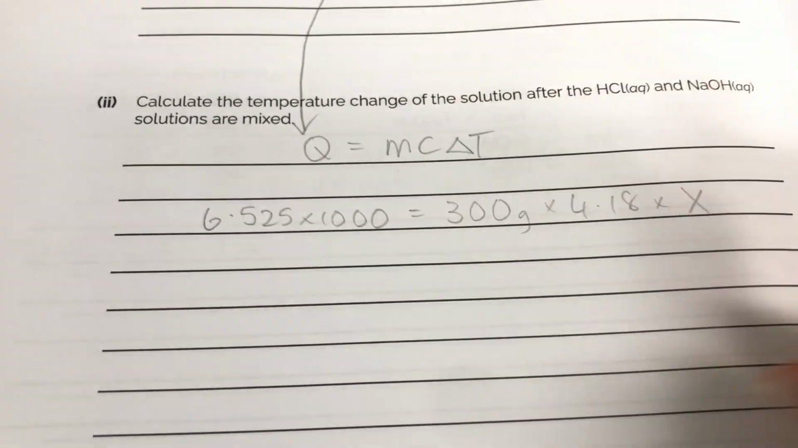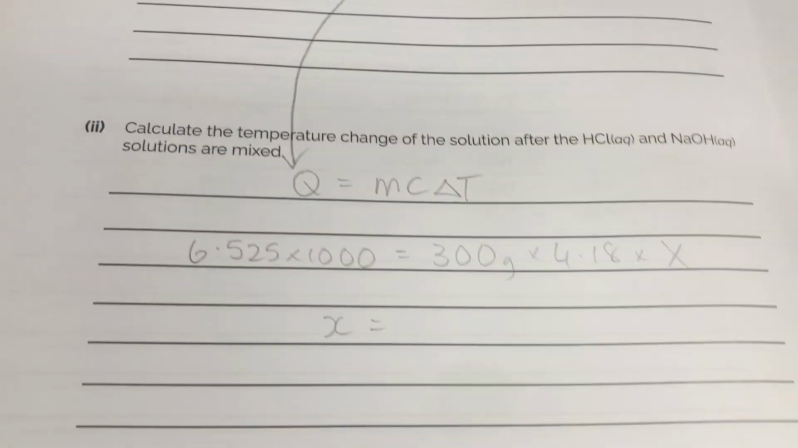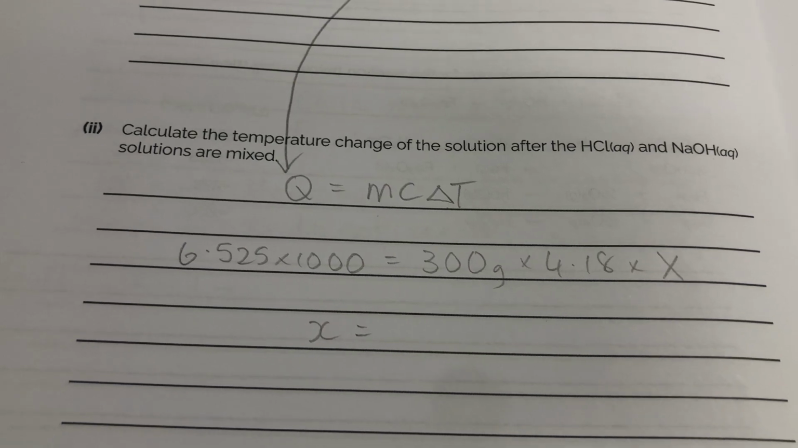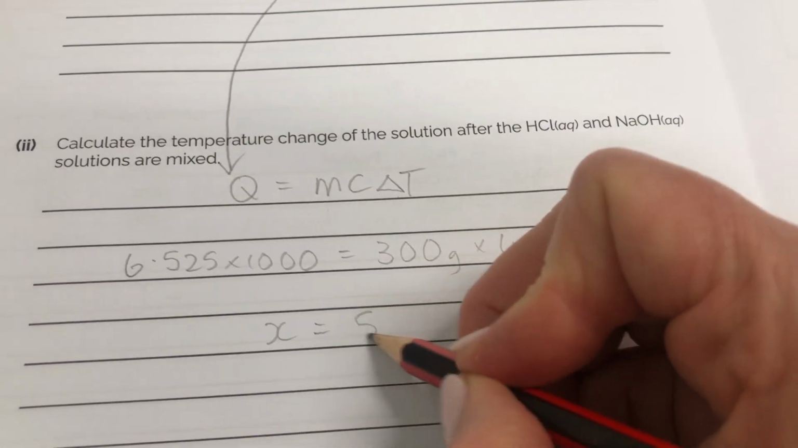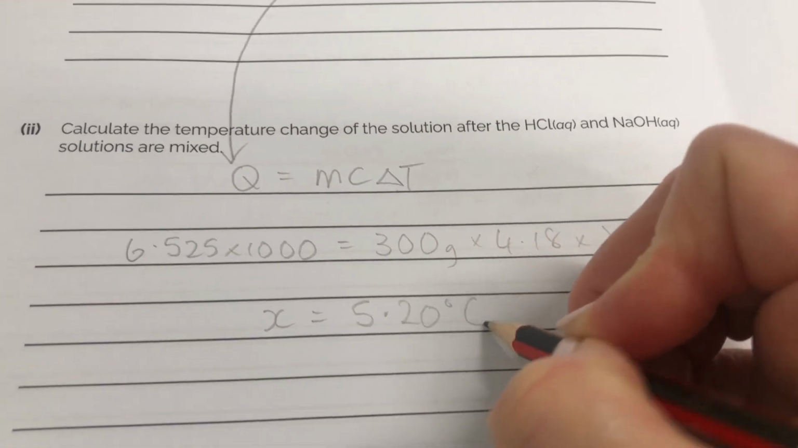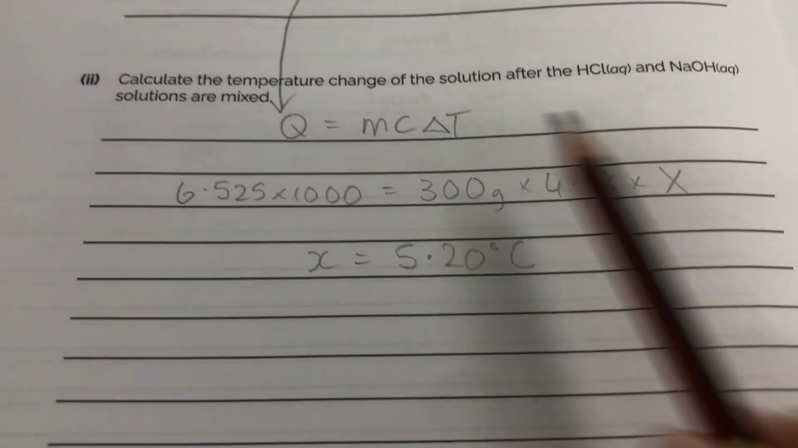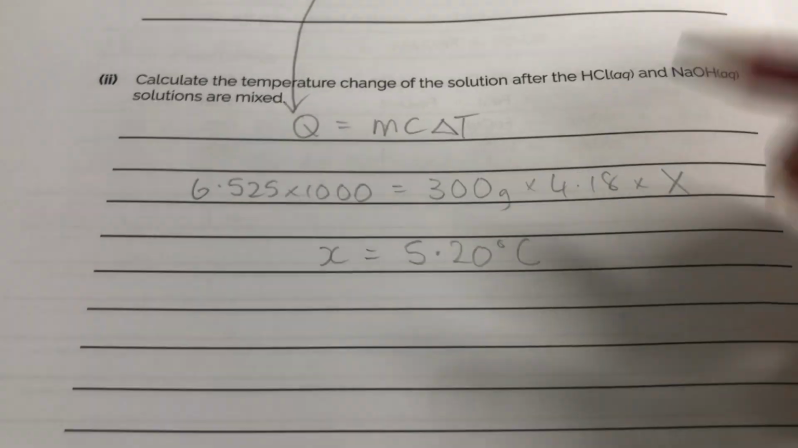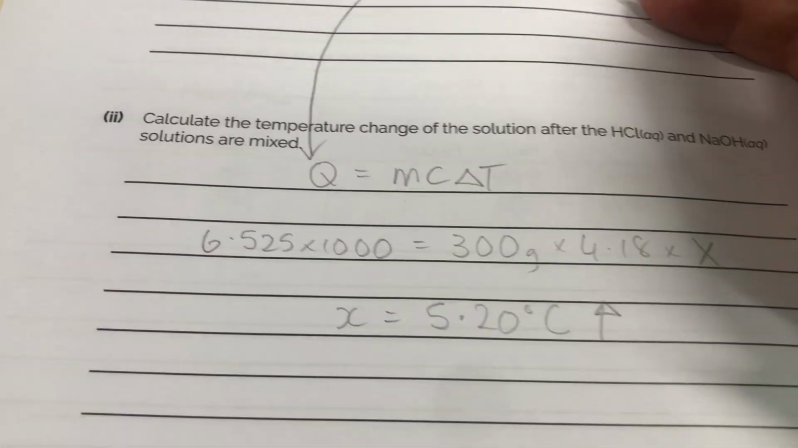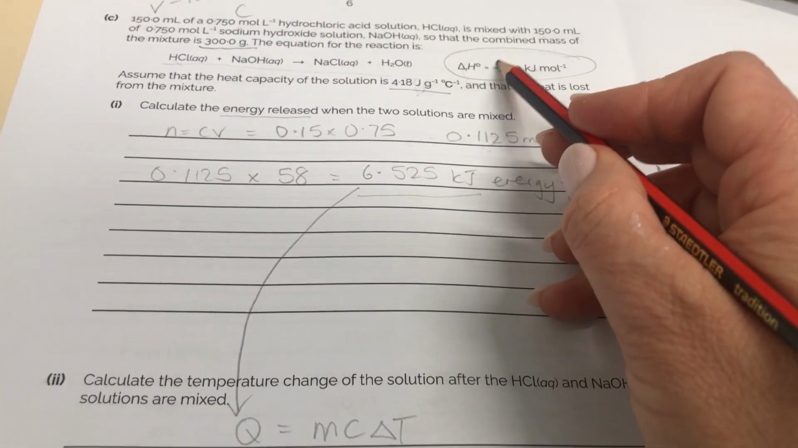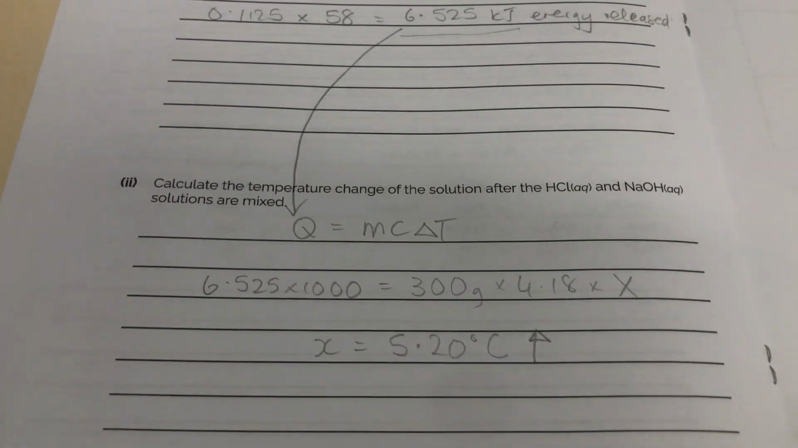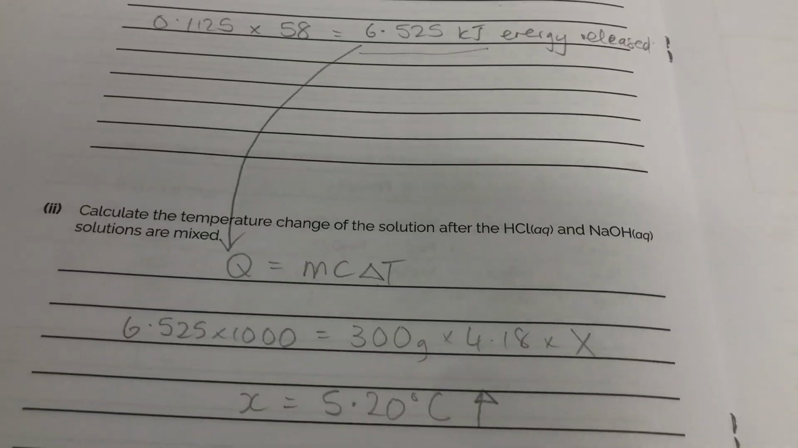temperature. So if we rearrange and solve for X, that is going to give us 5.20 degrees Celsius. And that is going to be a temperature rise because that's an exothermic reaction. That's a delta H negative. Okay, so that was a bit of a tricky one, but quite a few of you got that, so good job if you got that.